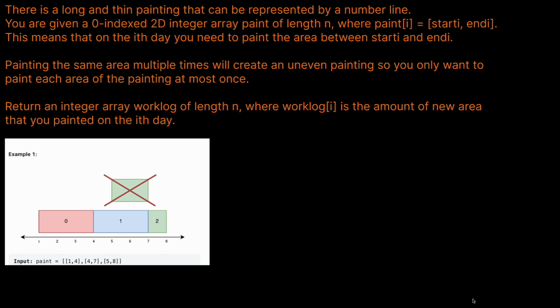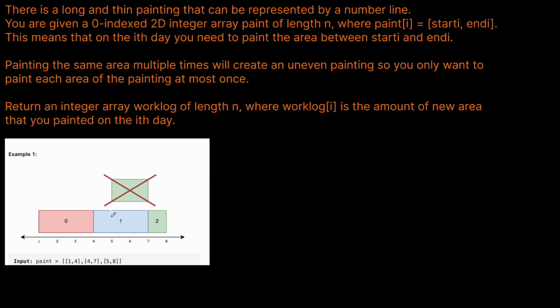All right, let's look at an example. So we're given the array [1,4], [4,7], [5,8]. As you can see, on the first day, we want to paint between 1 and 4, right? This is this red box here. On the second day, we paint from 4 to 7. So we start at 4 where we left last time, and we go to 7. And then it asks us to paint from 5 to 8.